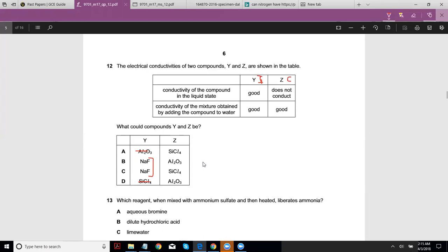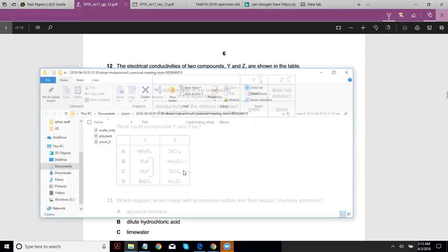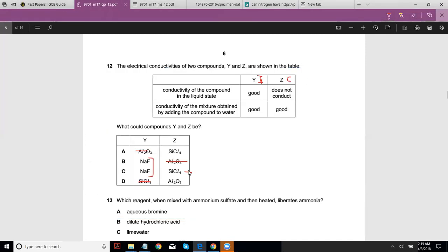But okay, so for Z, we want something. I wouldn't take Al2O3, it's amphoteric. I would take this acidic chloride, because again, the acidity of chlorides increases left to right in period 3. The idea is if it's acidic, it can hydrolyze in an aqueous medium and conduct. However, because it's purely covalent in nature, it won't conduct in liquid because it has no ions. So we'd go with C.